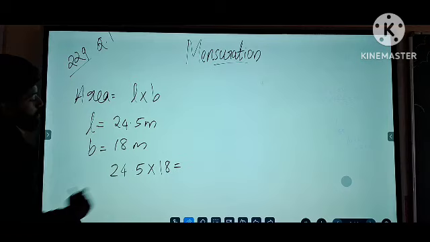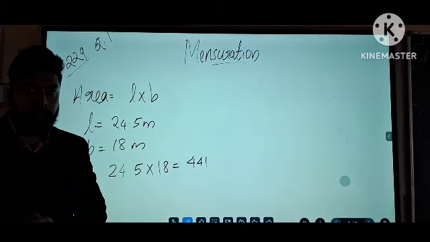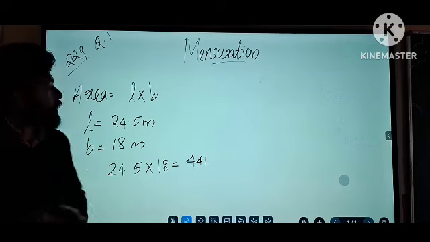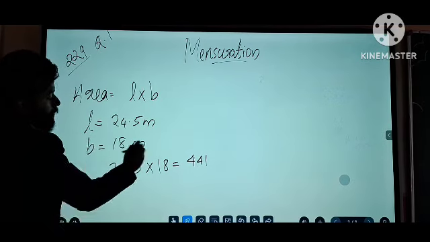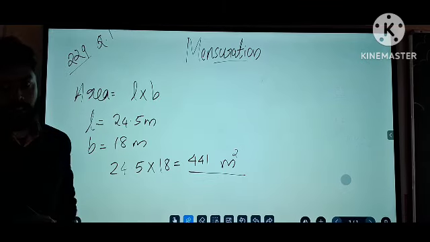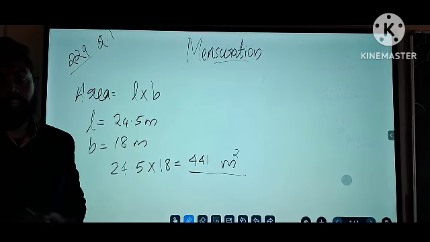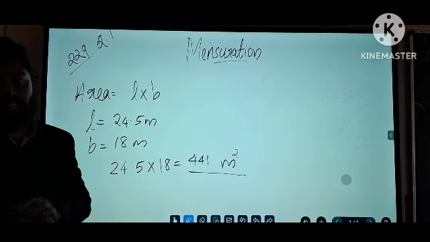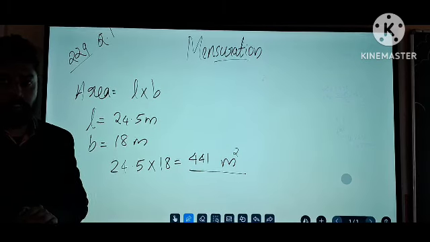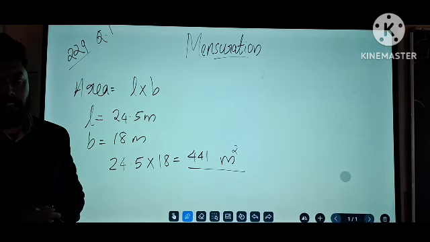So what is 24.5 into 18? Yes, 441. So what is the unit of area? Square unit. The unit of area is square unit. Since length is in meter and breadth in meter, the area will be meter square, otherwise square meter. What is the unit of perimeter? The unit itself. So don't forget that the unit of area is square unit, and the unit of perimeter is the unit itself. Okay. So we find 441 meter square is the area of the rectangle. Clear? Okay.